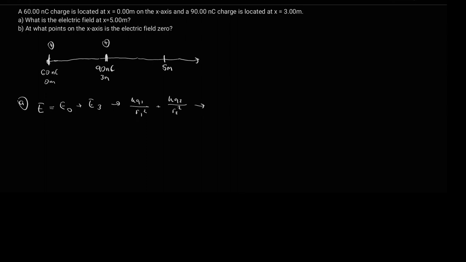You can take out the k, it's just a constant. So 60 times 10 to the negative 9 is to convert it, over 5 squared, because the distance is 5 meters. And you add that to 90 times 10 to the negative 9 over 2 squared, because from 3 meters to 5 meters will only be 2 meters.